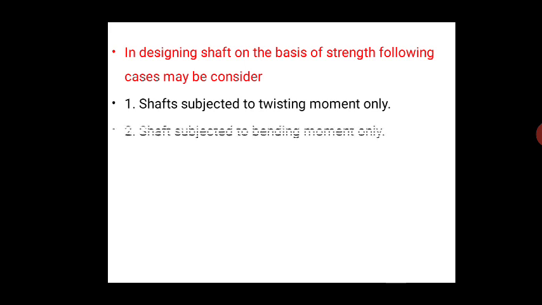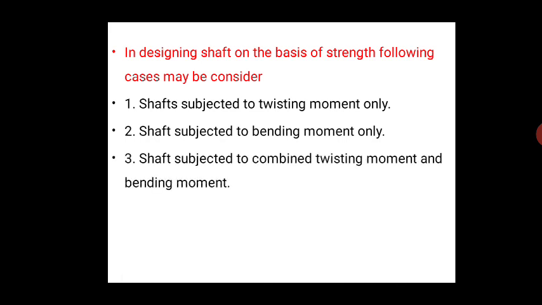The second condition is whether the shaft is subjected to bending moment only. The first condition is only twisting moment, and the second condition is bending moment only. The third condition is whether the shaft is subjected to combined twisting moment and bending moment. When both twisting moment as well as bending moment are applied, then we need to analyze this type of problem.